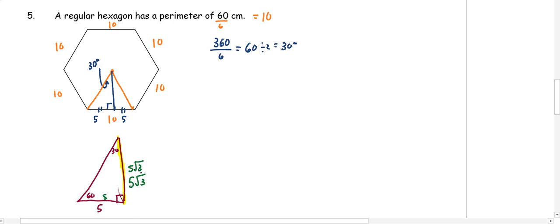So I already know that the perimeter is 60, so I can find the area. So the area now is 1/2 times the apothem 5 root 3 times the perimeter, which is 60. When we put this in the calculator, because there's a root 3, we're not going to enter that in the calculator. So all we're going to enter into the calculator is 1/2 times 5 times 60, and then add our root 3 at the end. So it's going to be 150 root 3 centimeters squared.